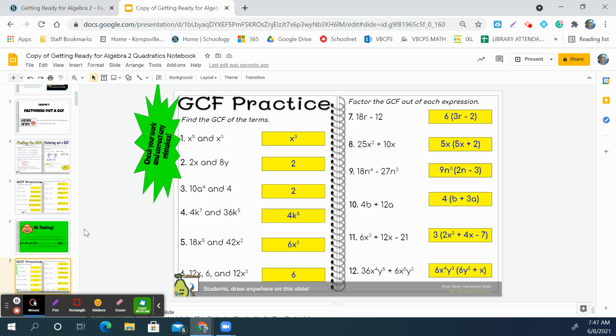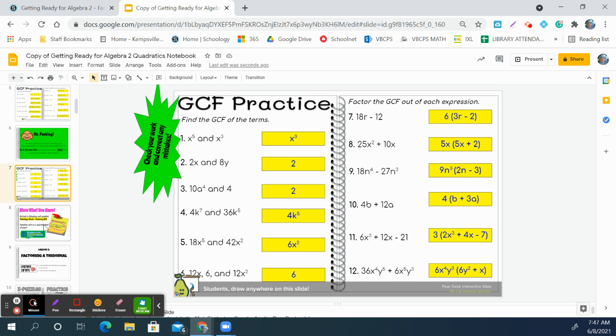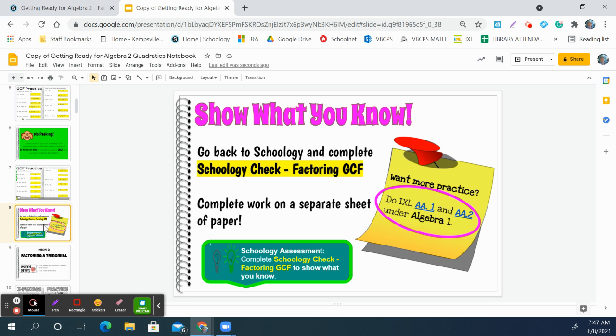So all of your answers are on slide 7. If you missed something that we did, all the answers are on slide 7. If you want to practice this, you can go to IXL AA1 and AA2. That's in Algebra 1. So this is Algebra 1 stuff that we're just reviewing. Okay, so AA1 and AA2.